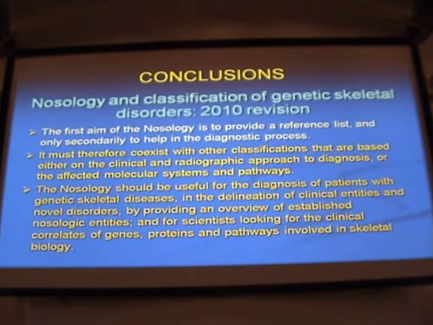It must therefore coexist with other classifications that are based either on the clinical and radiographic approach to diagnosis or the affected molecular systems and pathways. The nosology should be useful for the diagnosis of patients with genetic skeletal disorders and the delineation of clinical entities and novel disorders by providing an overview of established nosologic entities. And for scientists looking for the clinical correlates of genes, proteins and pathways involved in skeletal biology.